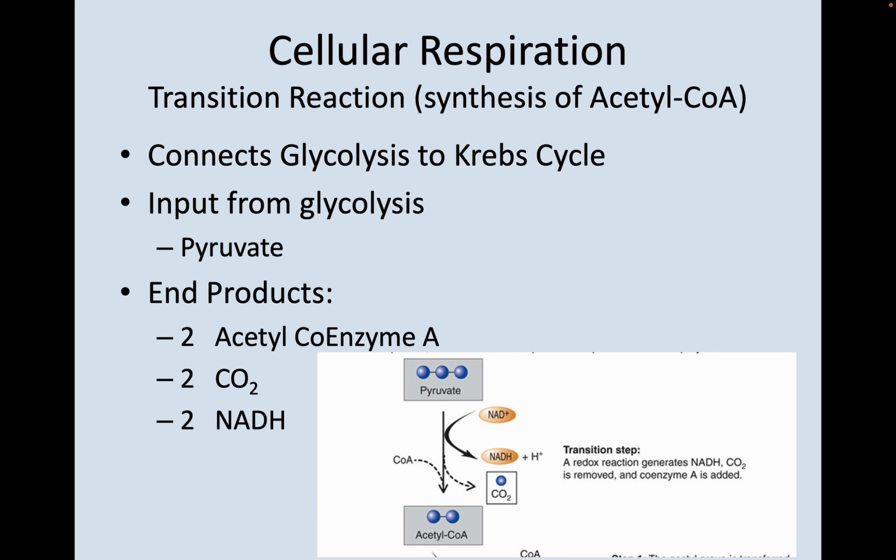All right, so let's talk about this transition reaction and the synthesis of acetyl-CoA. This connects glycolysis to the Krebs cycle. The reactants are the inputs from glycolysis, pyruvate, and the end products are 2 acetyl-CoA enzymes, 2 carbon dioxide gas, and 2 NADH electron carriers.